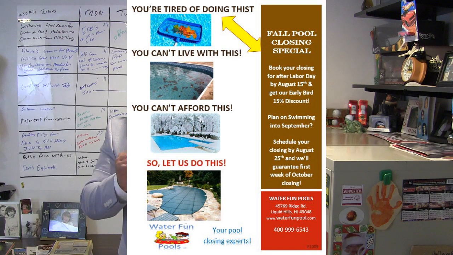Because also in some instances, if you look at the bottom here, we have schedule your closing by August 25th and we'll guarantee first week of October closing, because you might have someone that needs to keep their pool open into September because they have a child's birthday. So they want to have a pool party after school has already started, when normally pools are closed, but weather usually tolerates the availability to have a pool opening, so they can have that, and then they're going to want it closed right after that party.